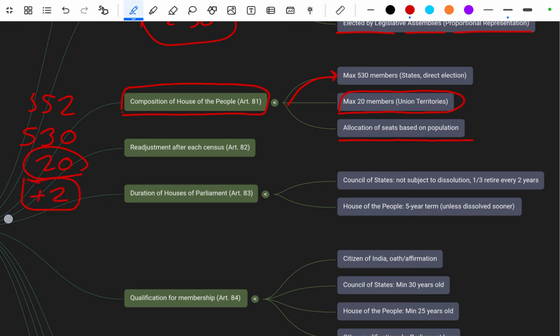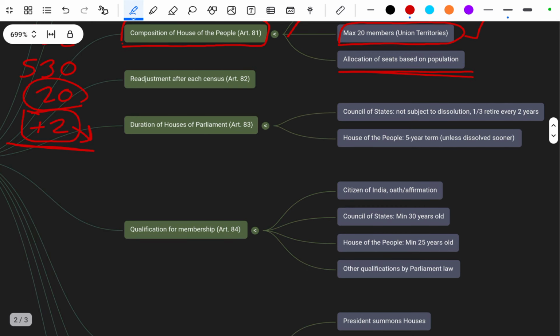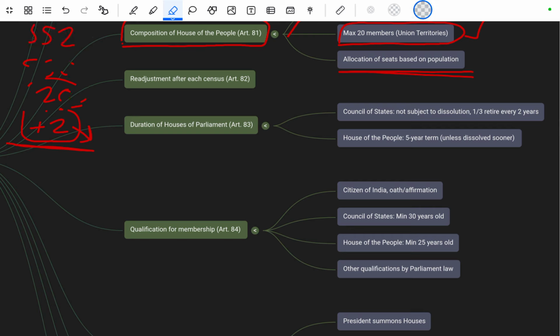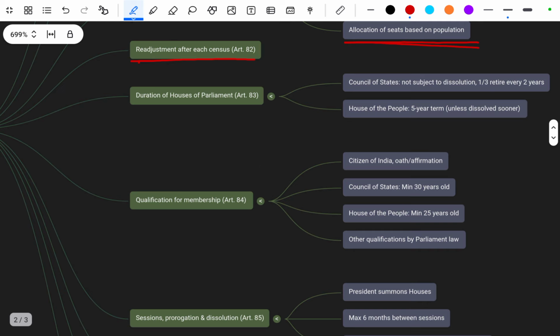But after the amendment, I think in 2019, the two are not getting representation now. Okay. So basically there are 550 members now. Okay, seats. So allocation of the seats is based on the population. Next is the, okay, let me just clean them. Okay. Next is the readjustment after each census, that is Article 82. Okay. Duration of the House of Parliament, Article 83.